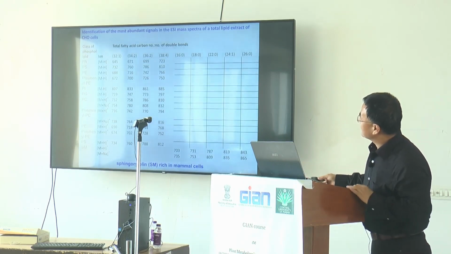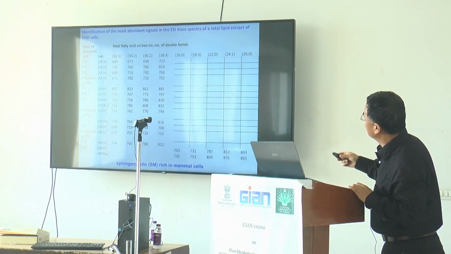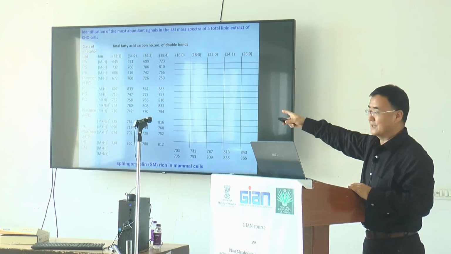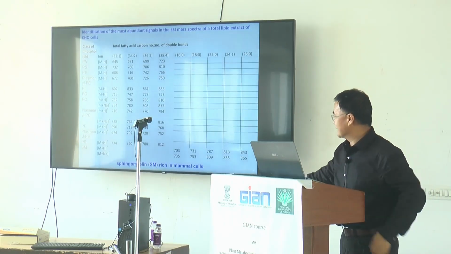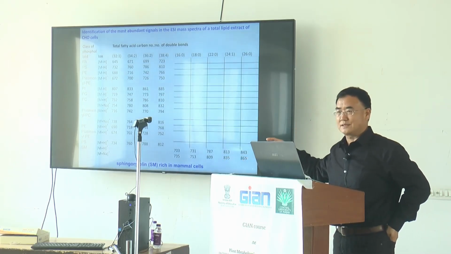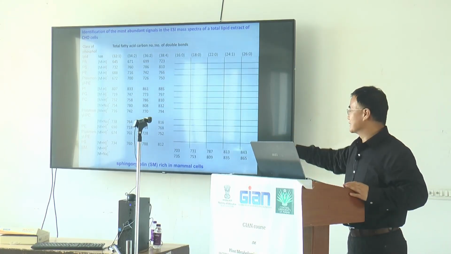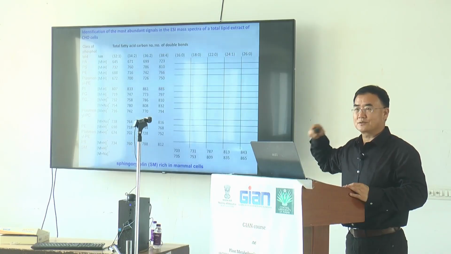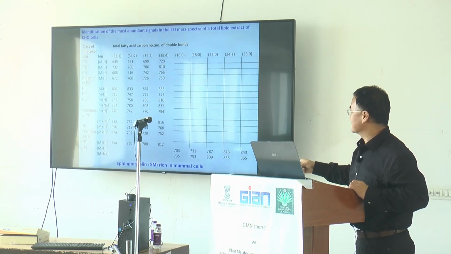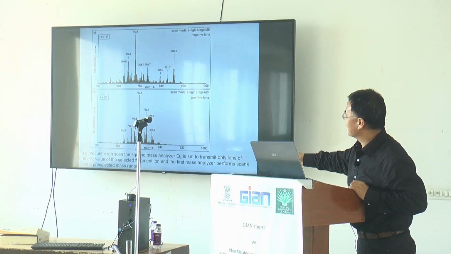And this is some data identification of the most abundant signals in the ESI mass spectra of a total lipid extract of animal cells. The CHO is the animal cell there. But of course, sphingomyelin is mainly present in animal cells. In humans or other animals, sphingolipid is always related to different kinds of diseases, like brain or other diseases. In plant cells, very few. The cell type is different.